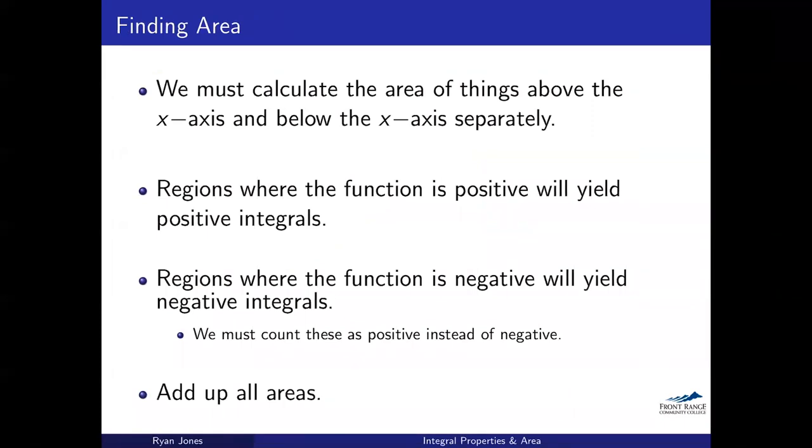So before we do an example, let's go over our steps. When we want to find the area, when we want to find just the space that is occupied, we need to consider things that are above and below the x-axis completely differently. We need to separate them. We've got to deal with them independently.